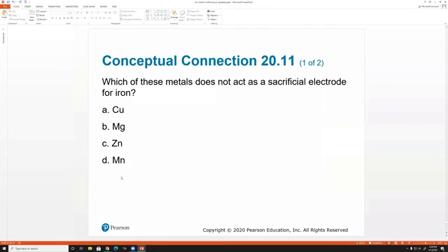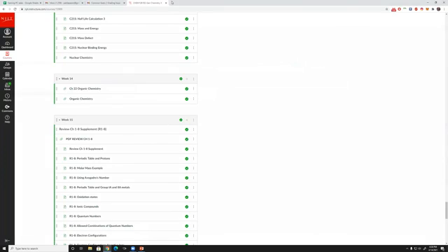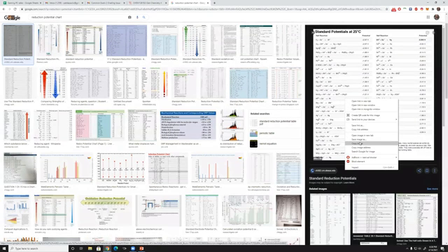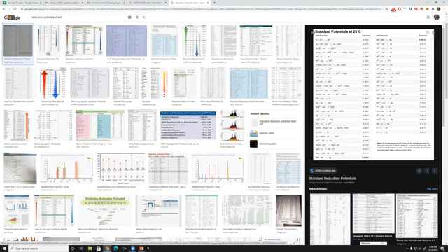Okay, so which of these metals does not act as a sacrificial electrode of iron? Exactly. So, okay, there's a mistake here. We need to see reduction potential. That's what I meant to do, I forgot to do that. So let's go online and look up a reduction potential chart. Hopefully this list has manganese. Yeah, I see manganese. Cool.